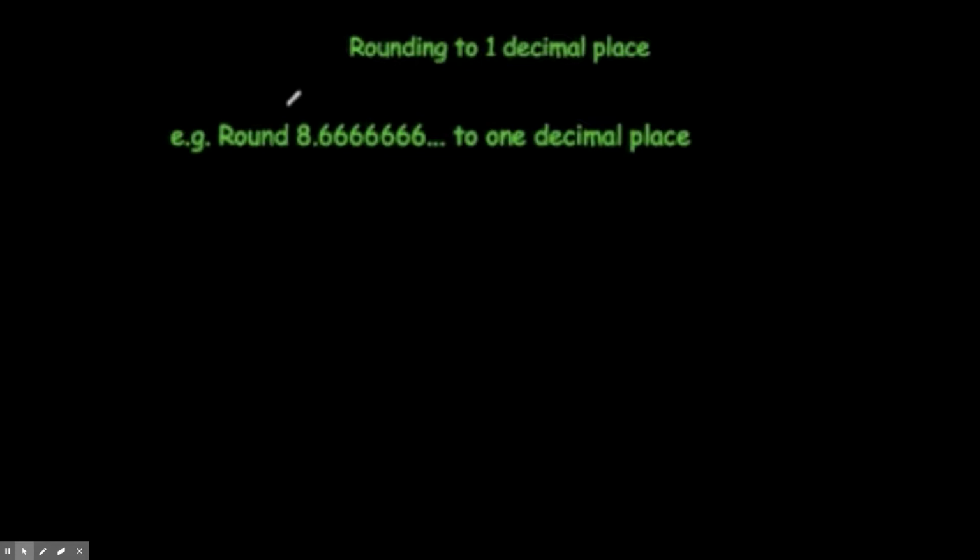Next, here's a recurring number, 8.6 recurring, so it goes on forever. Again, you just need to look at the second number after the decimal point, the second decimal place. Well, that would be a 6. So again, that means we're going to round up. So the answer would be 8.7.